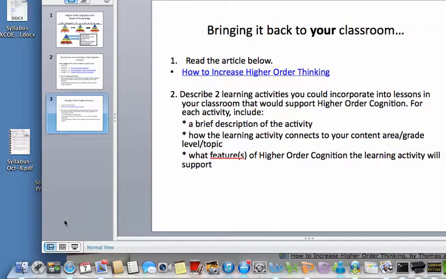For each activity, please include a brief description of the activity itself, how the learning activity connects to your content area or grade level and topic, and then what features of higher order cognition the learning activity will support. I hope you have fun with these activities, and I look forward to seeing your assignment responses for this week.